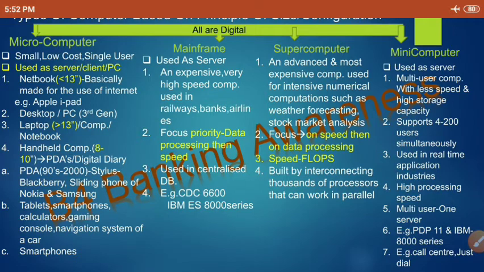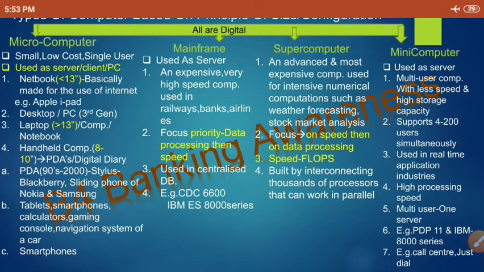Next type of these computers is mainframe computer. They are used as a server. They are expensive, very high speed computers used in railways, banks and airlines. Focus of mainframe computer, or we can say priority of mainframe computer, is mainly on data processing and then speed. It is a very important point that in mainframe computer focus is mainly on data processing then its speed. They are used in centralized database management systems.